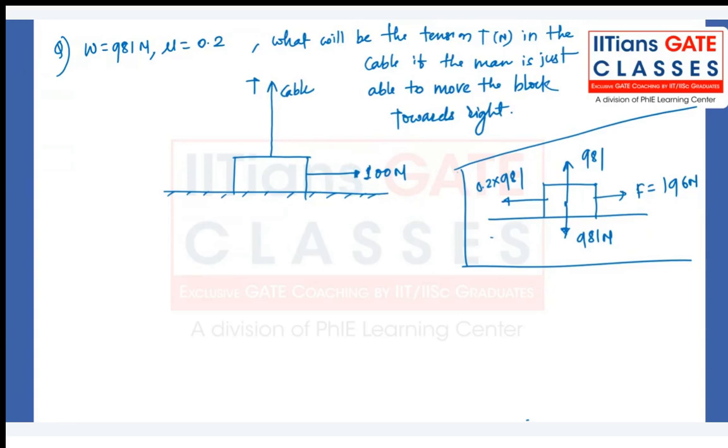Yes, Abhishek, your answer is correct. 481 is the correct answer. If you draw the free body diagram, we got tension, we got let's say normal reaction in upward direction, and we got 981 Newton weight in the downward direction. We got 100 Newton force in the rightward direction, and we got a frictional force F in the left direction. Okay, so let me write that.